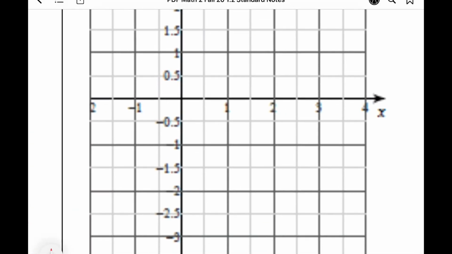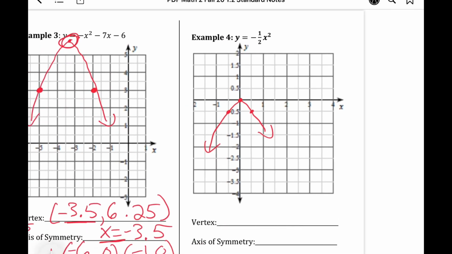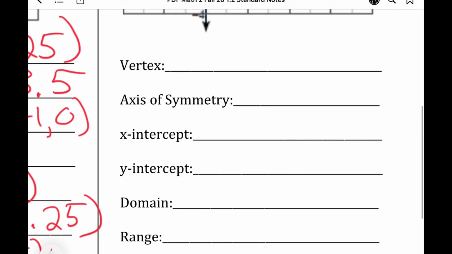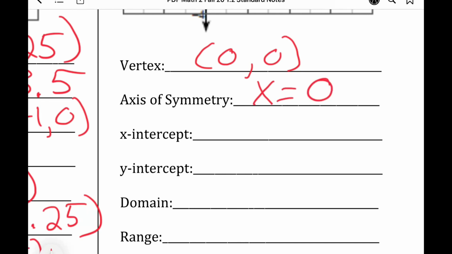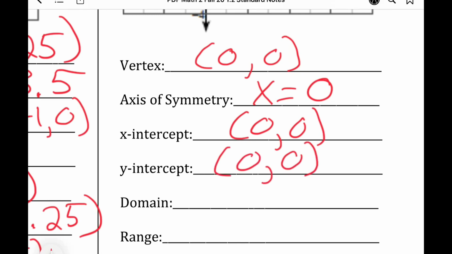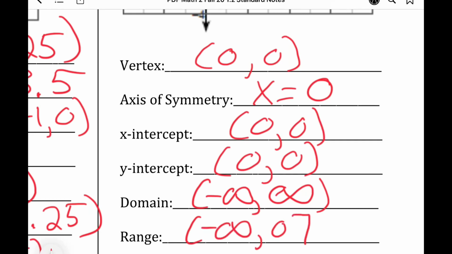So your graph should have looked similar to this. Your vertex should be at 0, 0. Our line of symmetry should be x equals 0. X-intercept, 0, 0. Y-intercept, 0, 0. Domain, always. Range, -infinity to 0.